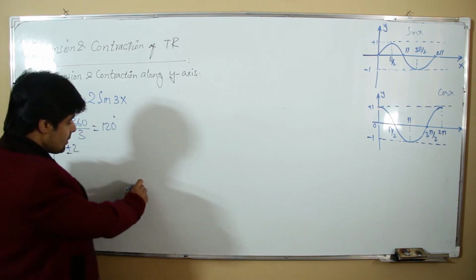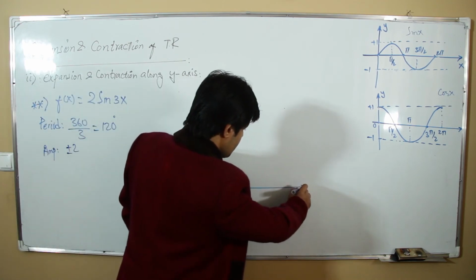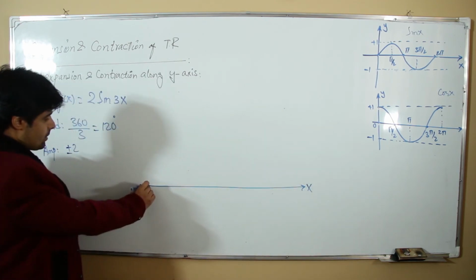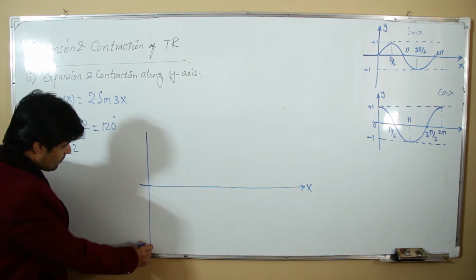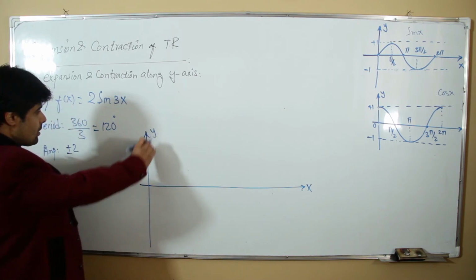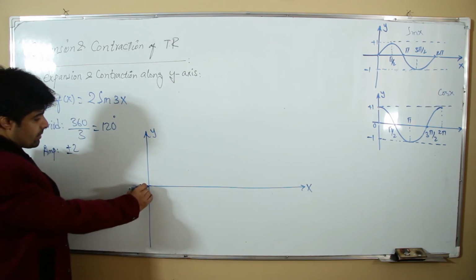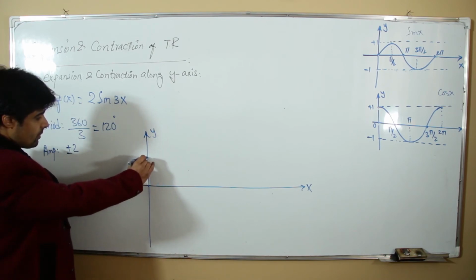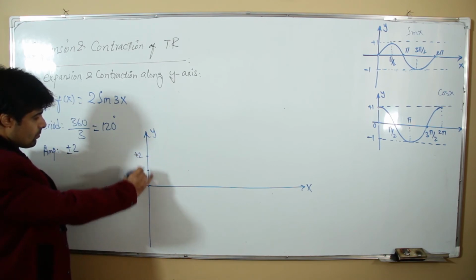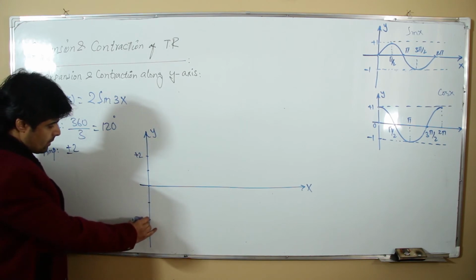What does it mean? This is our x-axis, this is our y-axis. Now we have our amplitude as positive 2 and negative 2. This is 0, positive 1, positive 2, negative 1, negative 2.